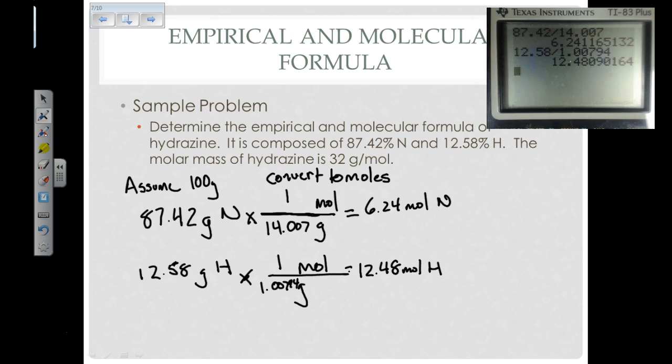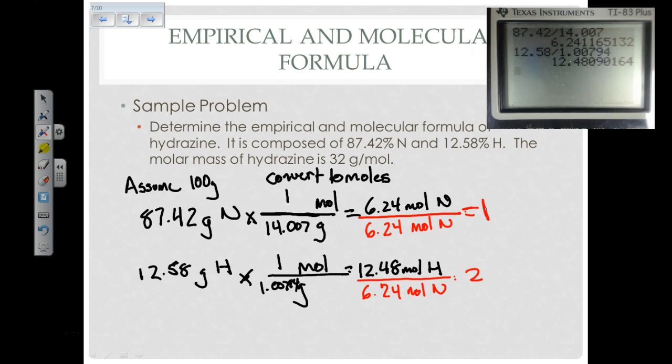Okay, and now of these two things, I'm going to put nitrogen and hydrogen here. We pick the smallest. Which one is the smallest? This one. Okay, so we're going to divide both numbers of moles by the smallest, and that's going to give us the ratio. Moles N, that's going to be 1, and there should always be a value that's 1 from this step, because the smallest divided by itself is always going to be 1. And then 6.24 moles of N, that gives you a ratio now that you have 1 mole of N for every 2 moles of H.